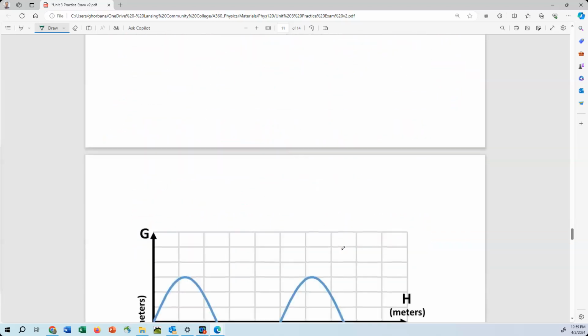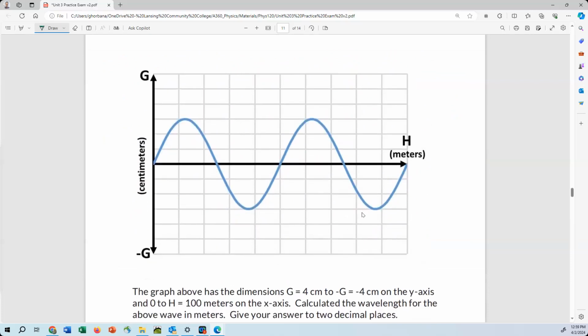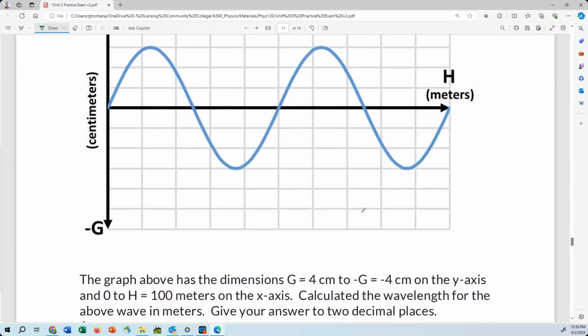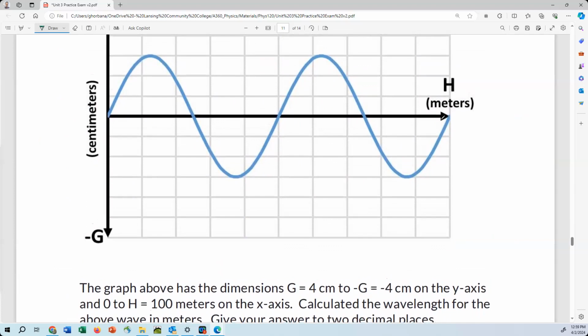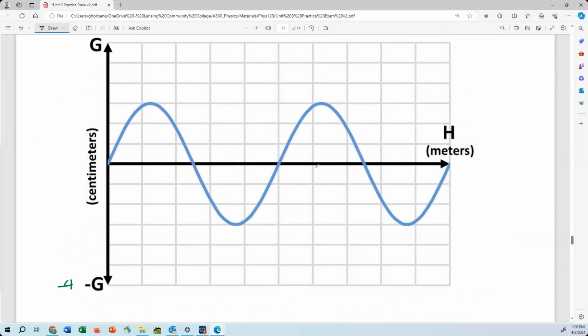Okay, perfect. So this one represents a wave, yes? Displacement over position. Whenever we have position, we can calculate the wavelength. Whenever we have displacement over time, we can calculate the period. So the graph above has the dimension of 4, negative 4. Again, here is negative 4, and then here is positive 4.